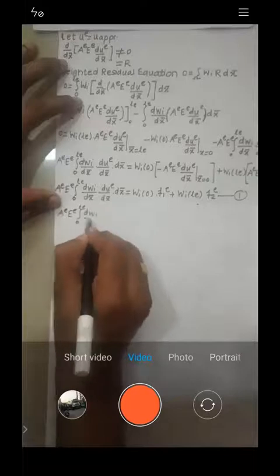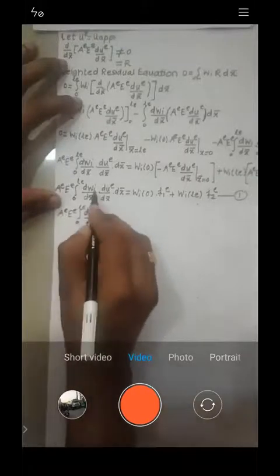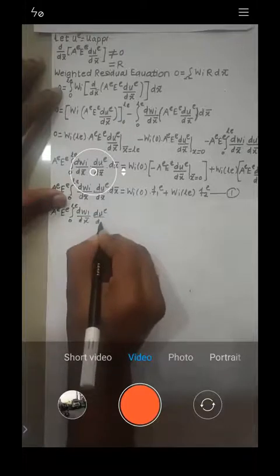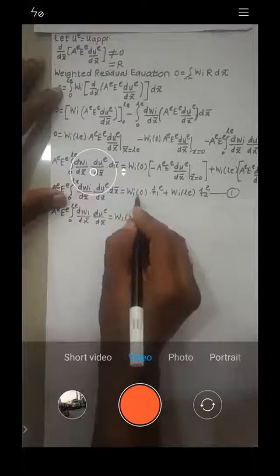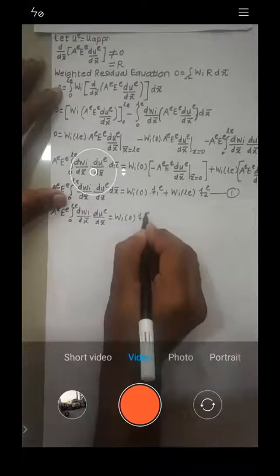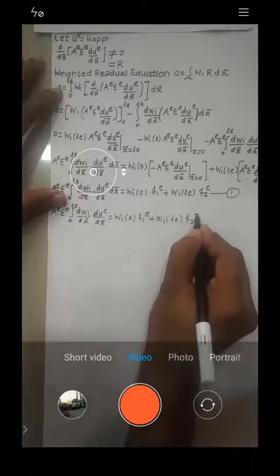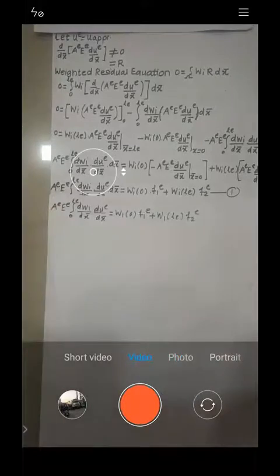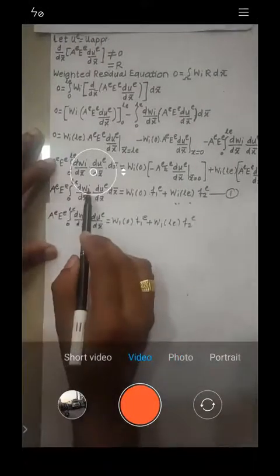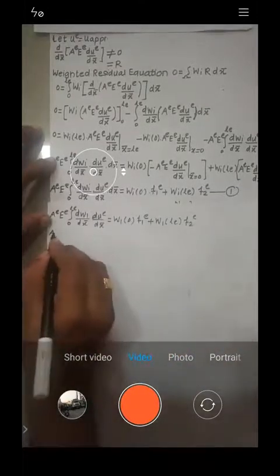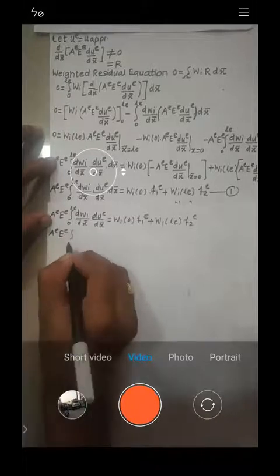So dW1 by dx bar. See, I'm not writing i, now I am writing 1. dW1 by dx bar into dU by dx bar is equal to W1 when 0. See, I'm writing initially 1, then I will write 2. Then this is F1E plus W1 LE into F2E. Understood or not? Let me know. Is this equation clear? Yes, sir, clear. We have written this for the first weight function. Okay. So now I will write down AE, EE, 0 to LE.